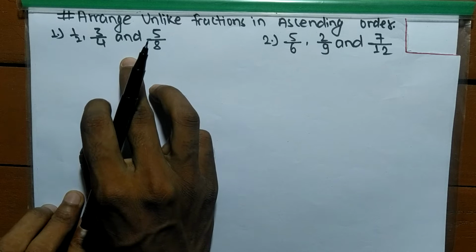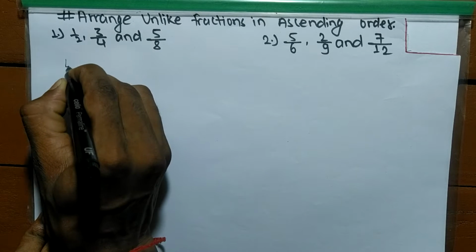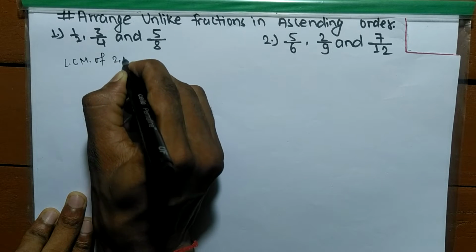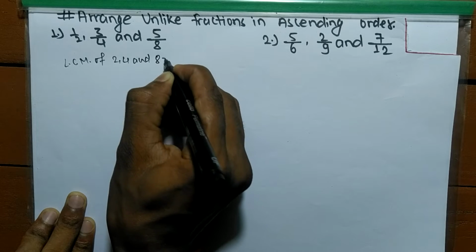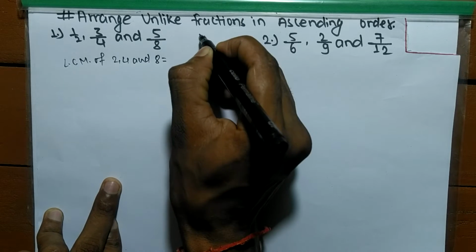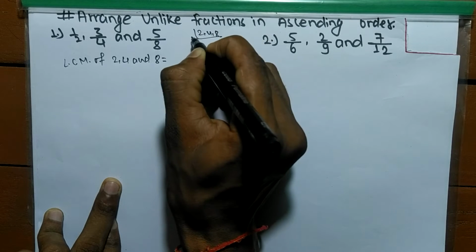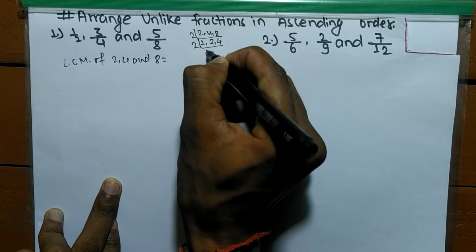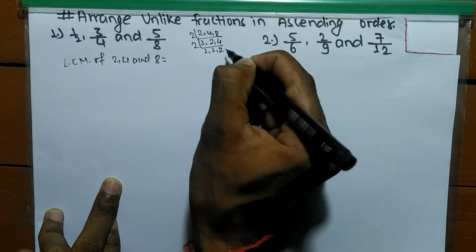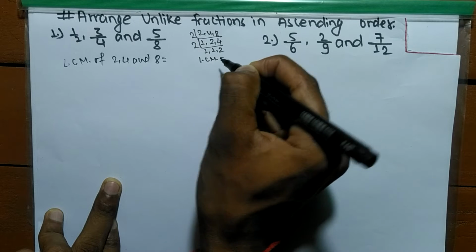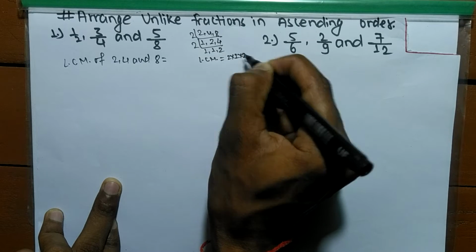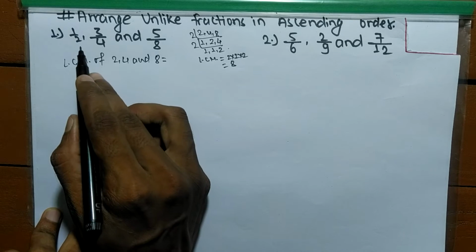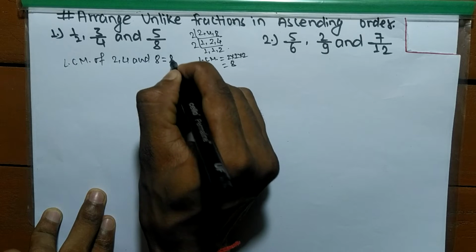To convert unlike fractions into like fractions, first of all we have to take the LCM of the denominators 2, 4 and 8. So 2 times 1 means 2, 2 times 2 means 4, 2 times 4 means 8. So 1 as it is, 2 times 1, 2 times 2 means 4. So we can write LCM is equal to 2 multiplied by 2 multiplied by 2, which is equal to 8.